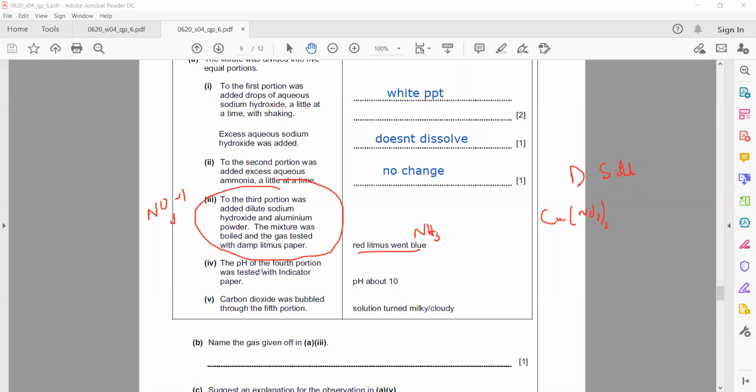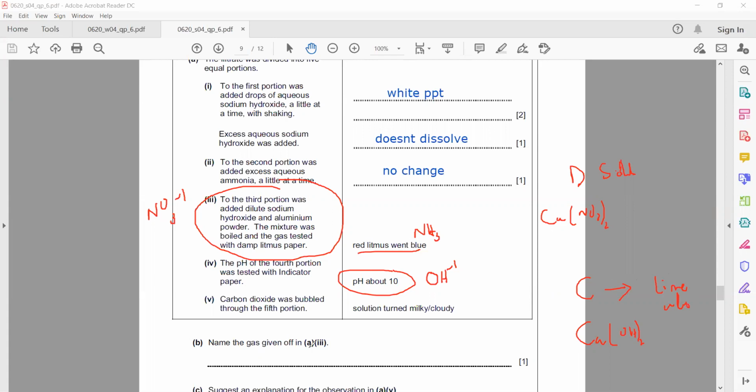The pH of the fourth portion is about 10. A pH of 10 means it is an alkaline solution. Why is it alkaline? Because of hydroxide. So basically, C was calcium hydroxide. Carbon dioxide is bubbled through aqueous calcium hydroxide, and in the presence of carbon dioxide the lime water will turn milky. That shows that C was lime water, or calcium hydroxide.